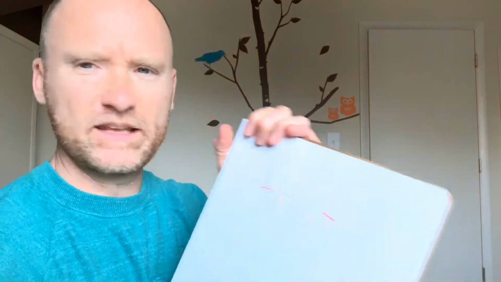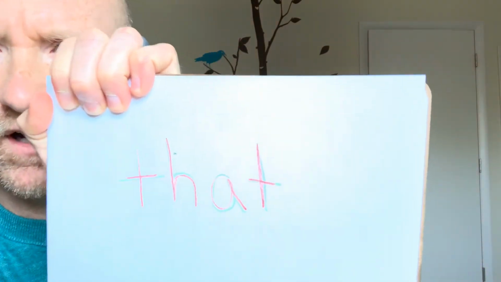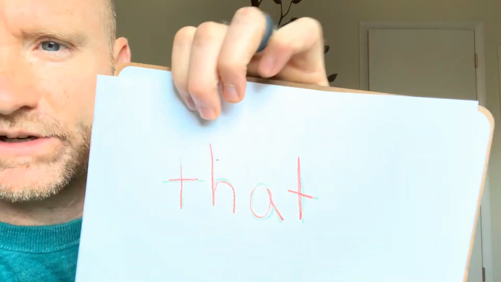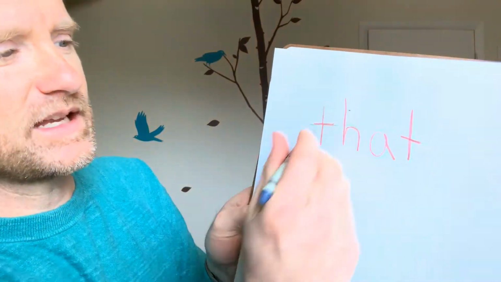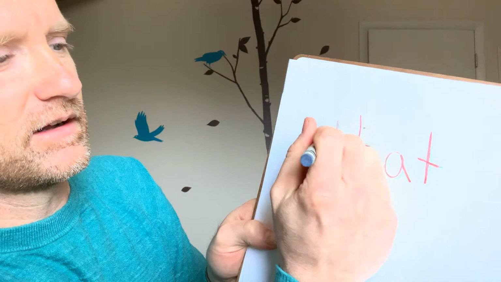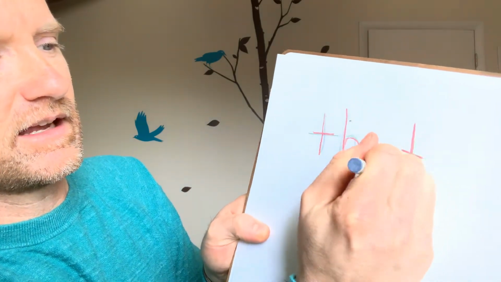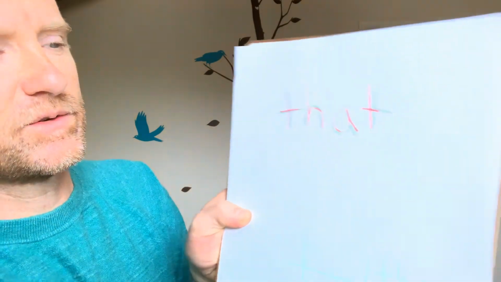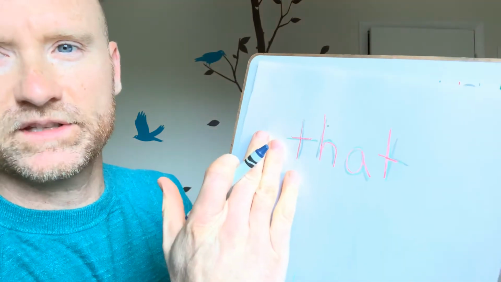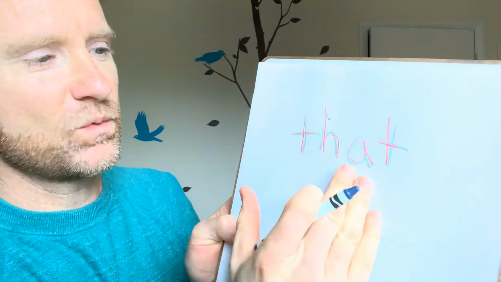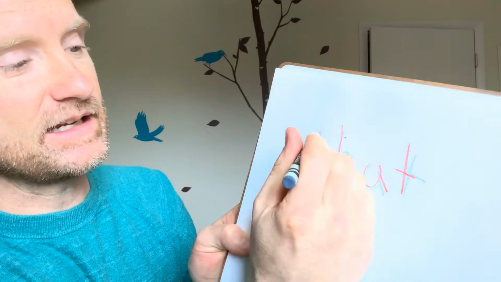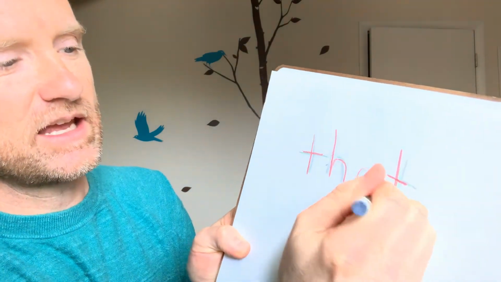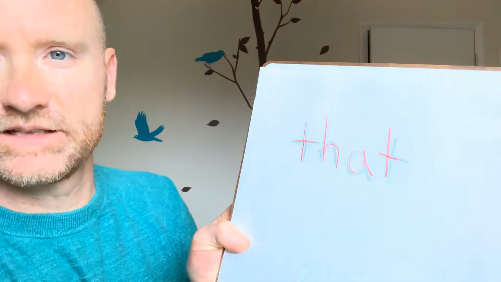So one of them is rainbow writing. They're just taking different colors. You can see I got red and green, and they're just going over the same word with a different color. Just a fun way to practice the words. And then, of course, they should always say the word. They can even spell it as they're writing it, okay?